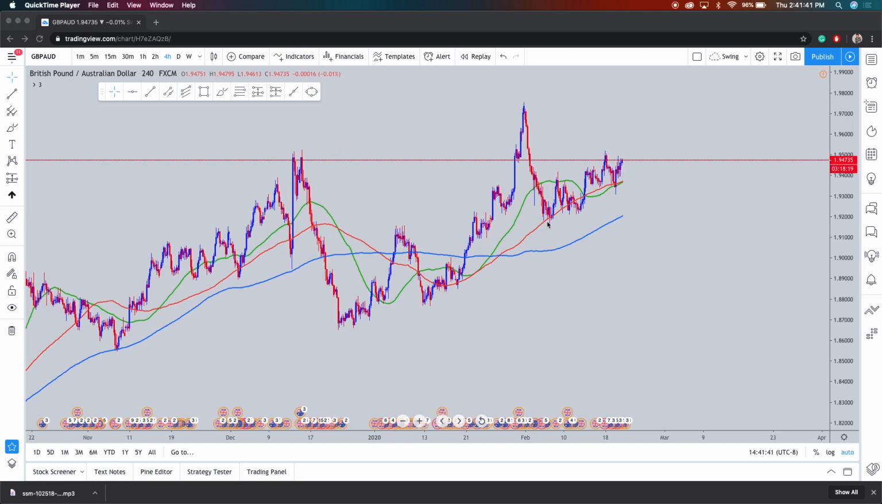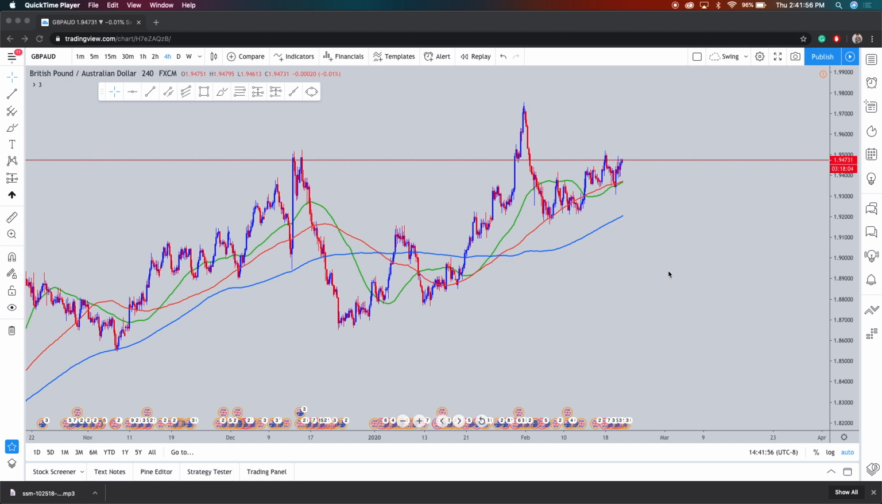And we saw that with some consolidation. It didn't want to break. We had boom, boom, boom, retested. There just wasn't too many sellers for the pound, and there wasn't too many buyers for the Australian dollar.